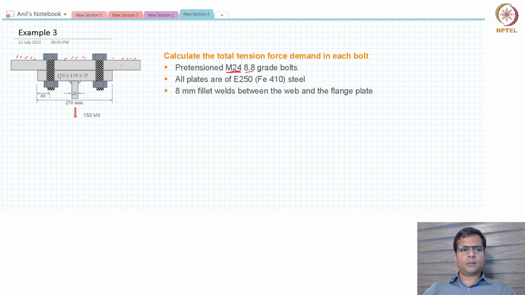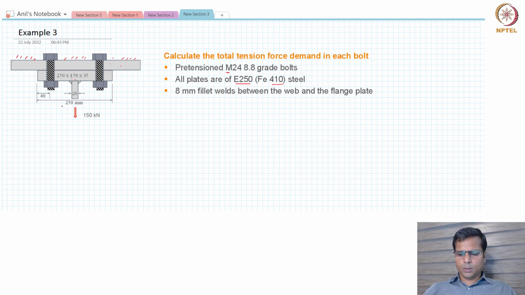This plate, the second plate, its dimensions are 250 millimeter width in this direction. The depth is 150 millimeters. So that 150 millimeter depth is supported by these two bolts and thickness is 35 millimeters. The plate is made of E250 steel. So it has a yield stress of 250 MPa and ultimate stress of 410 MPa. Also, this web is welded to the plate, to the flange, using two 8 millimeter fillet beds as shown here. The other dimensions, for example, the edge distance here is marked as 40 millimeters.